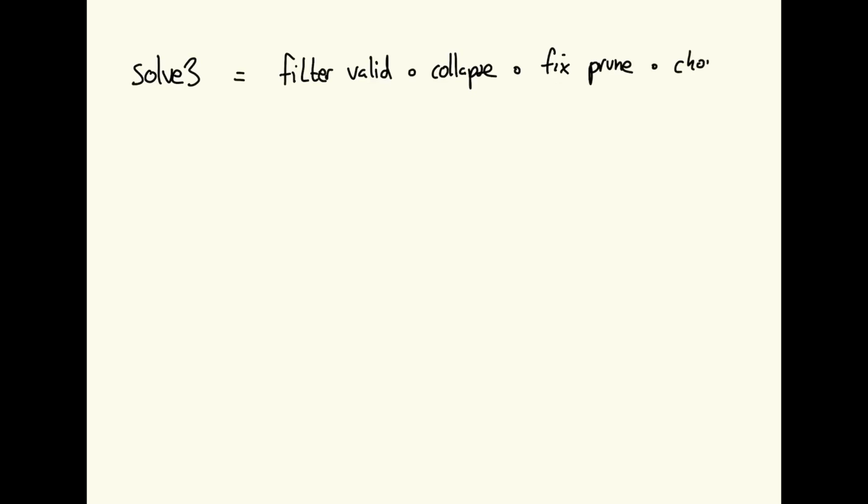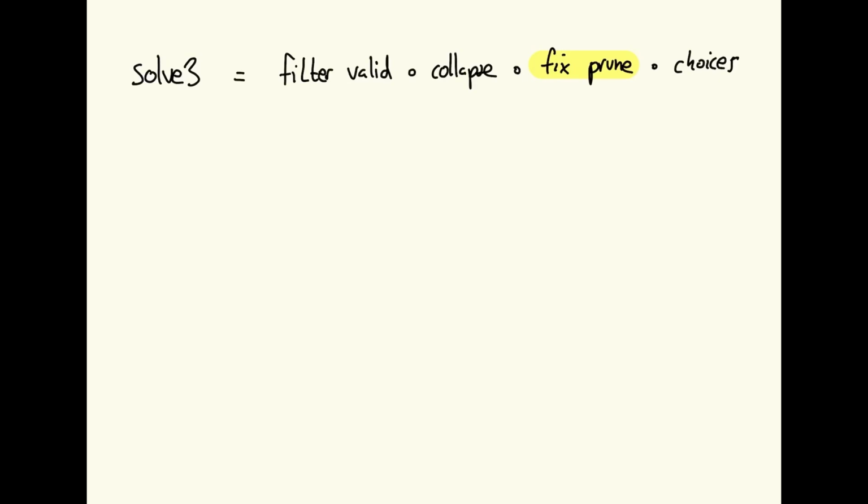And then we're going to apply choices. So the only change this time is that rather than applying the pruning function once, we're going to keep iterating it until the choice matrix doesn't change. And this means finding a fixed point of a function.